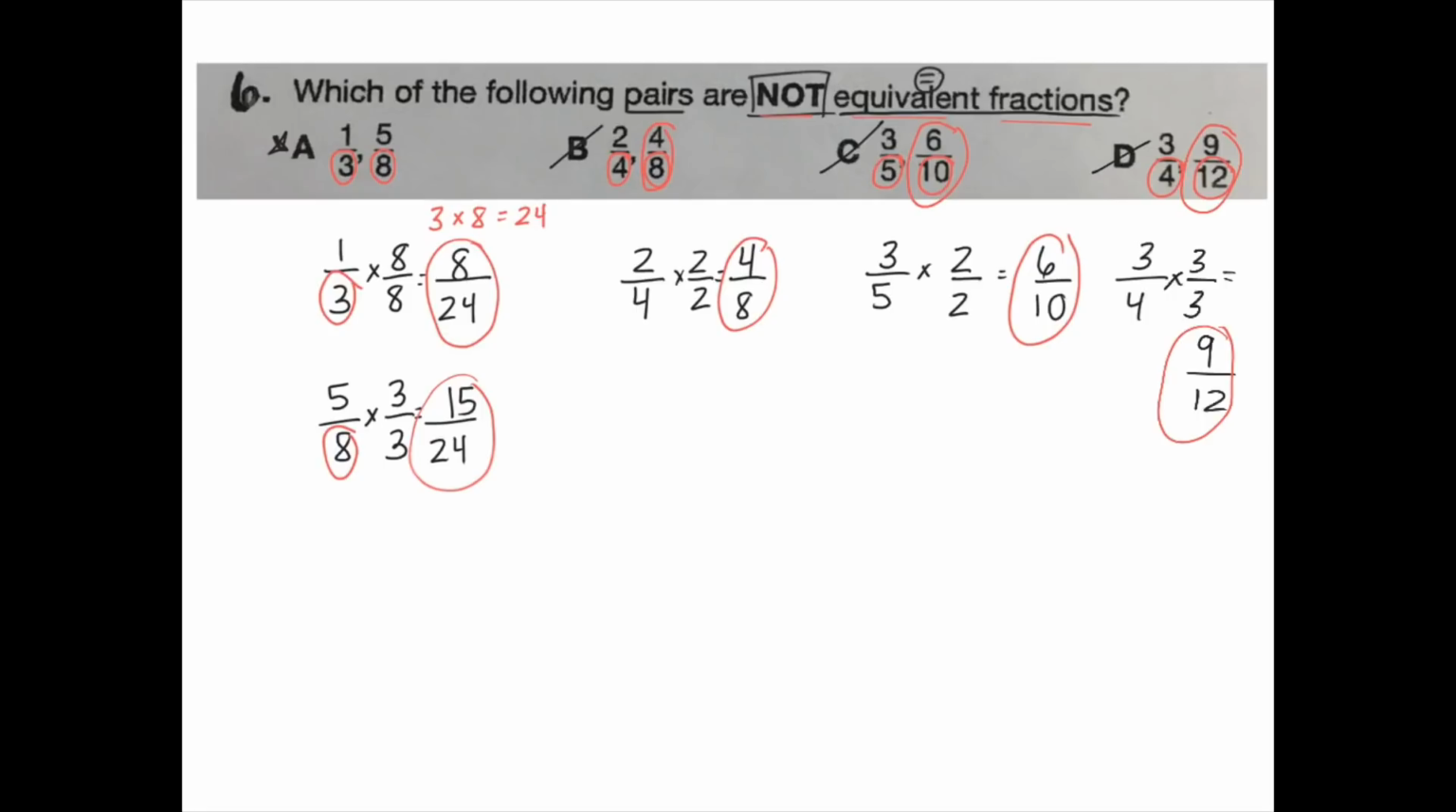So the only pair of fractions that were not equivalent were 1/3 and 5/8 in A, and I figured that out by turning them into 8/24 and 15/24, which are not the same. So your answer is A. All right, one more on this page.